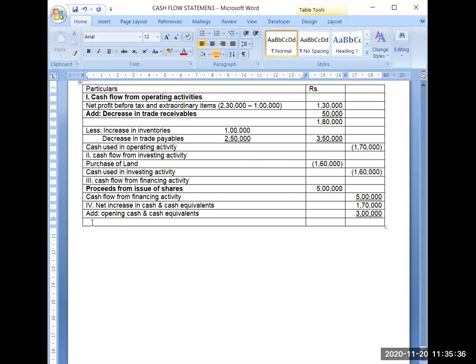So the answer will be closing cash and cash equivalents 4 lakh 70,000. And this is our answer. And this way we have completed the question.